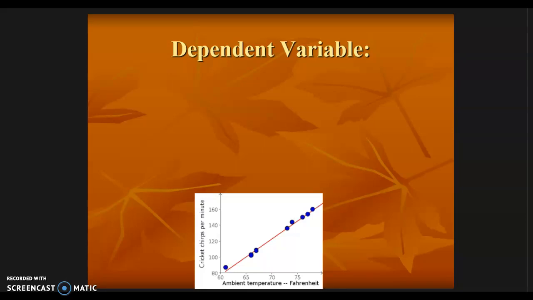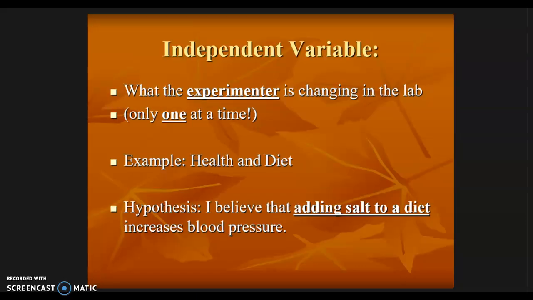The dependent variable is, as its name suggests, dependent upon what you did to the independent variable. So in the previous example, the dependent variable would be the blood pressure. We're seeing if blood pressure depends upon adding salt to a diet. We're seeing if there's a link here.